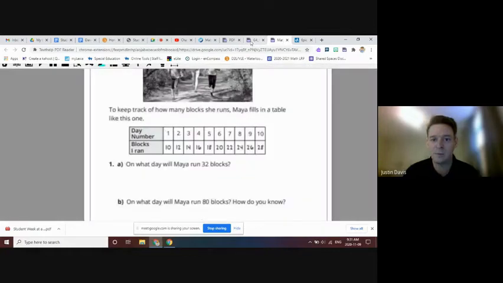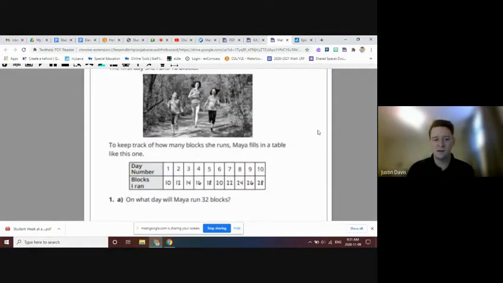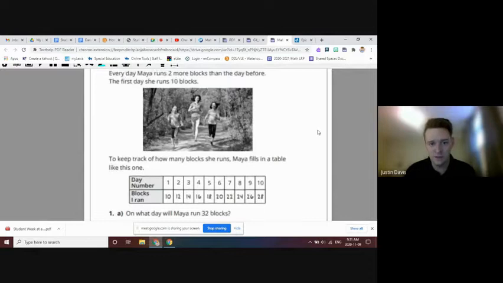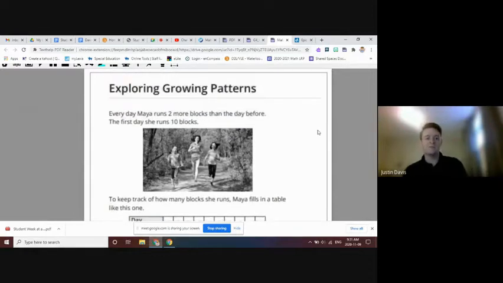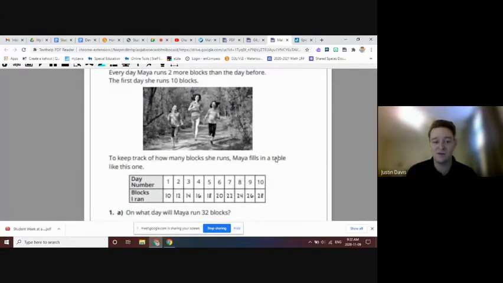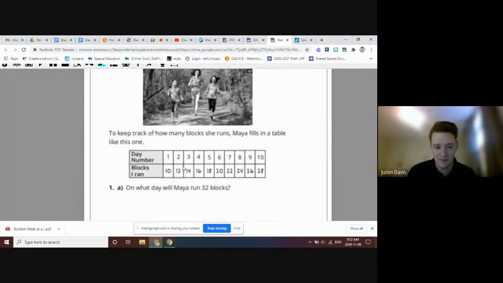Let's take a look at the problem then. All right, sorry this isn't super clear, but we can make do. So our page says exploring growing patterns. Every day Maya runs 2 more blocks than the day before. The first day she runs 10 blocks. To keep track of how many blocks she runs, Maya fills in a table like this one.